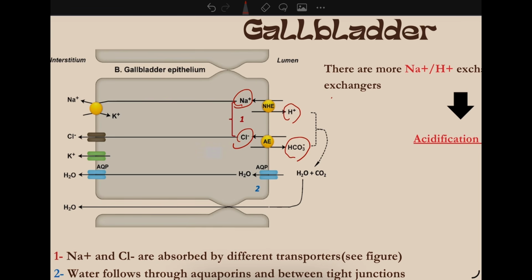Hydrogen and bicarbonate. Okay, what about water? What's happening? Well, when you secrete these two, hydrogen and bicarbonate, do you remember what they do together? Yes, they form water and carbon dioxide. Carbon dioxide no one cares about. But the thing is, water will be reabsorbed through these aquaporins. So you also reabsorb water. And it will also follow the osmotic gradient because, you know, the sodium and chloride will be thrown this way.